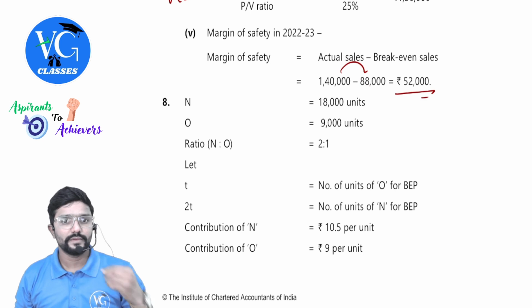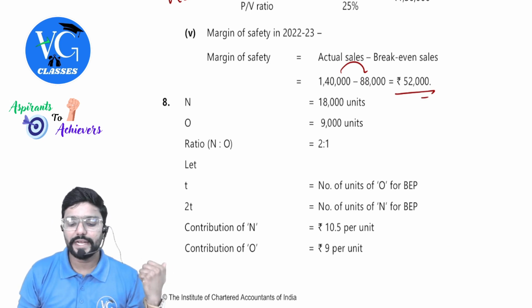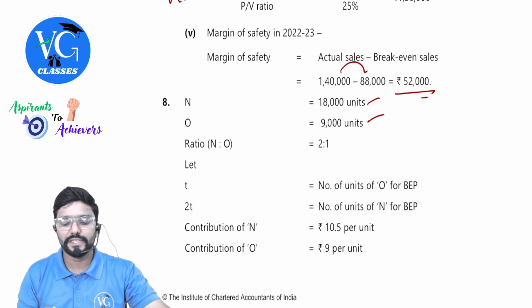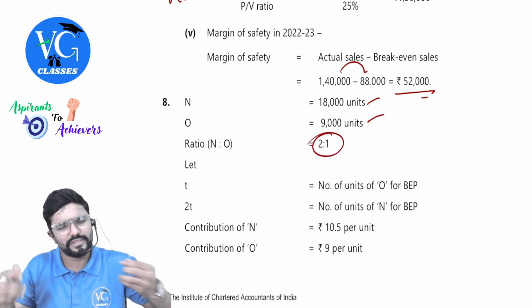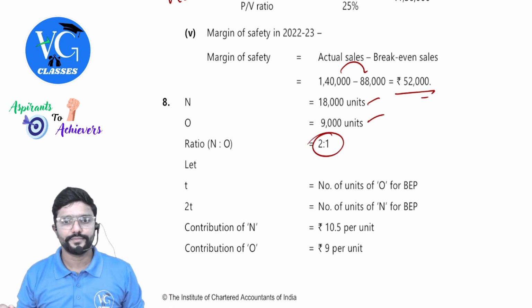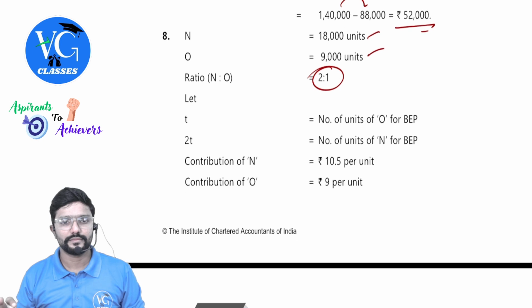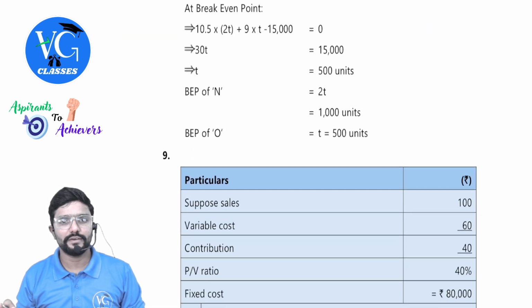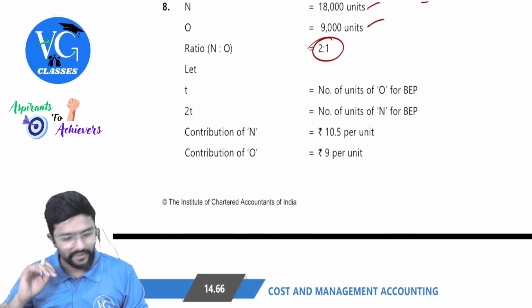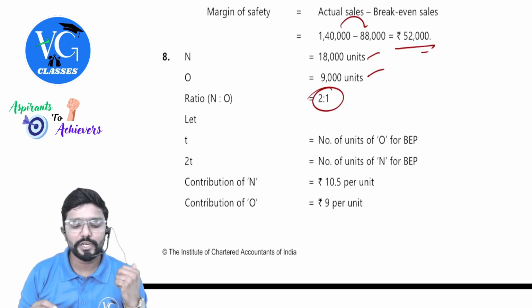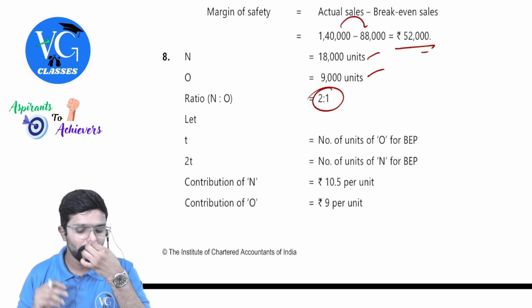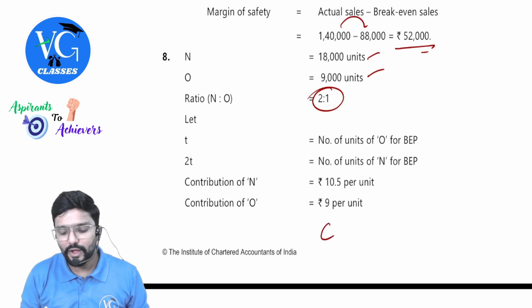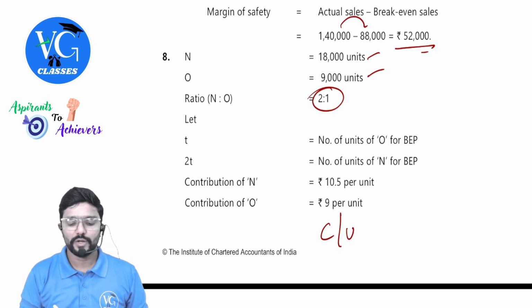N and O. Sales is 18,000 and 9,000. That means we can simplify it to 2 is to 1. Yes, sir. Or can I keep it as 18 is to 9 also, sir? Yes. Okay, let me explain in our style. So what is the contribution for N, guys? 10.5. O, 9.